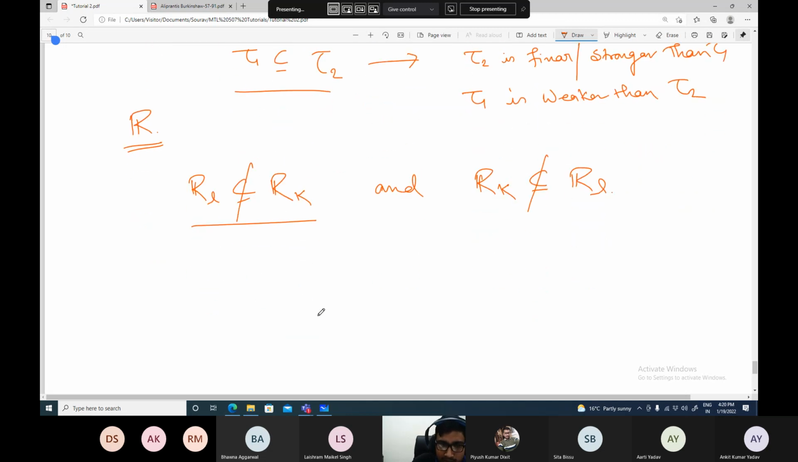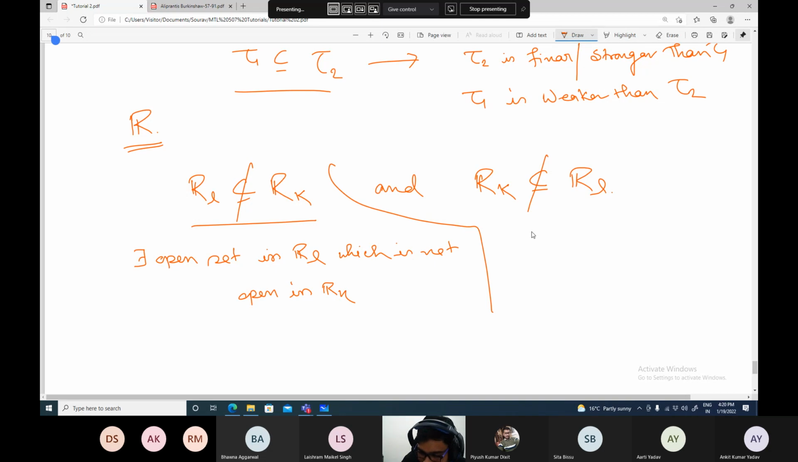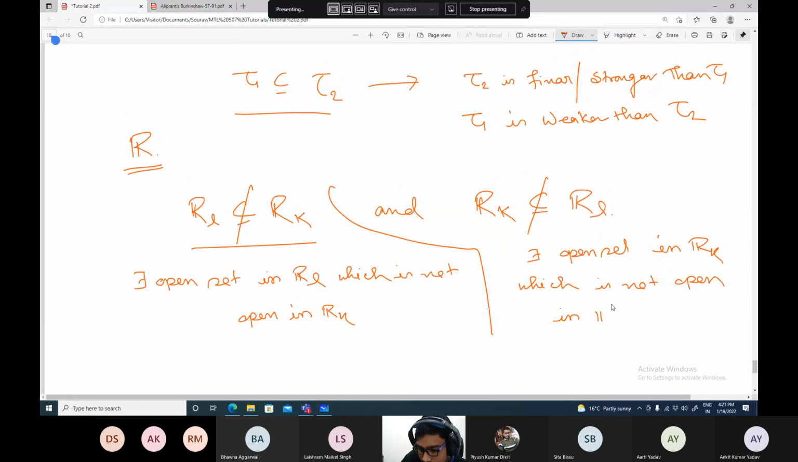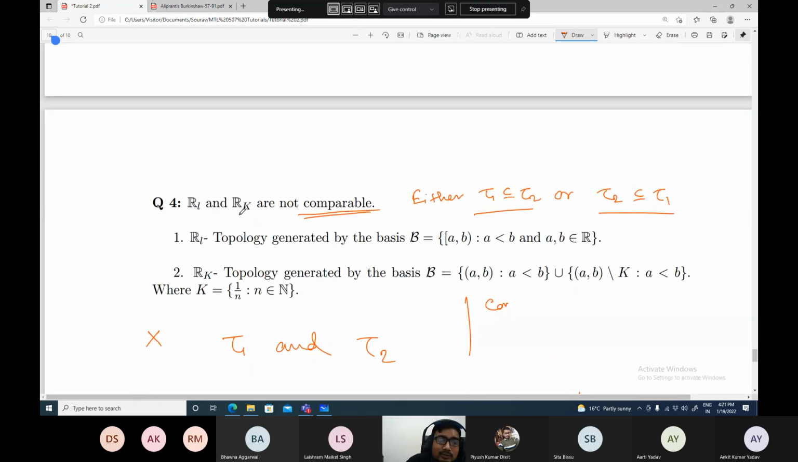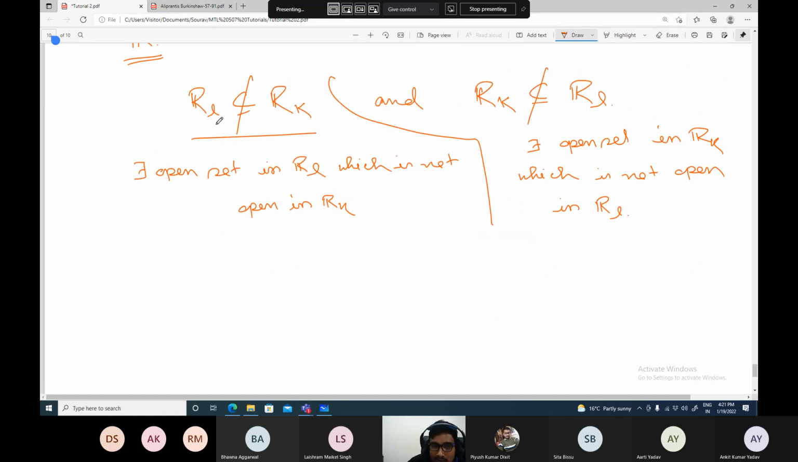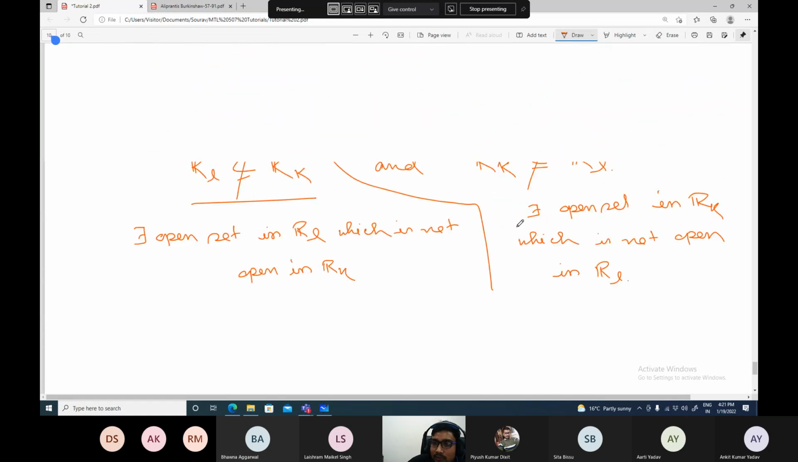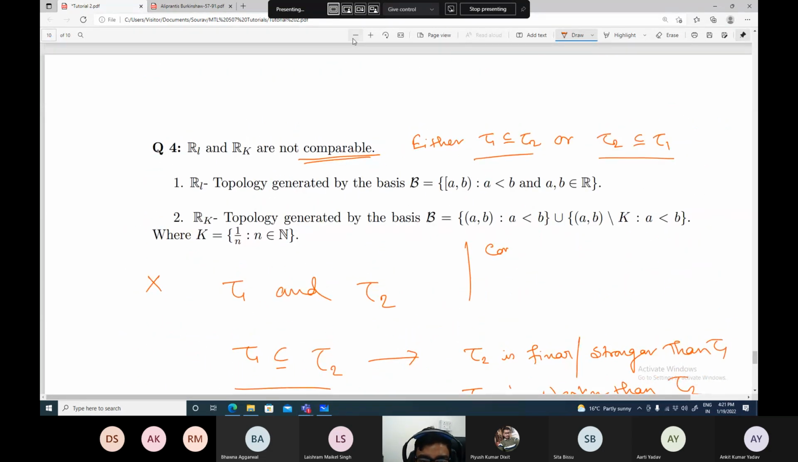That is, you have to find there exists an open set in RL which is not open in RK, and there exists an open set in RK which is not open in RL. So you have to prove that these two topologies are not comparable. You have to find an open set in RL which is not open in RK, and an open set in RK which is not open in RL, right? So is it clear, the definition?